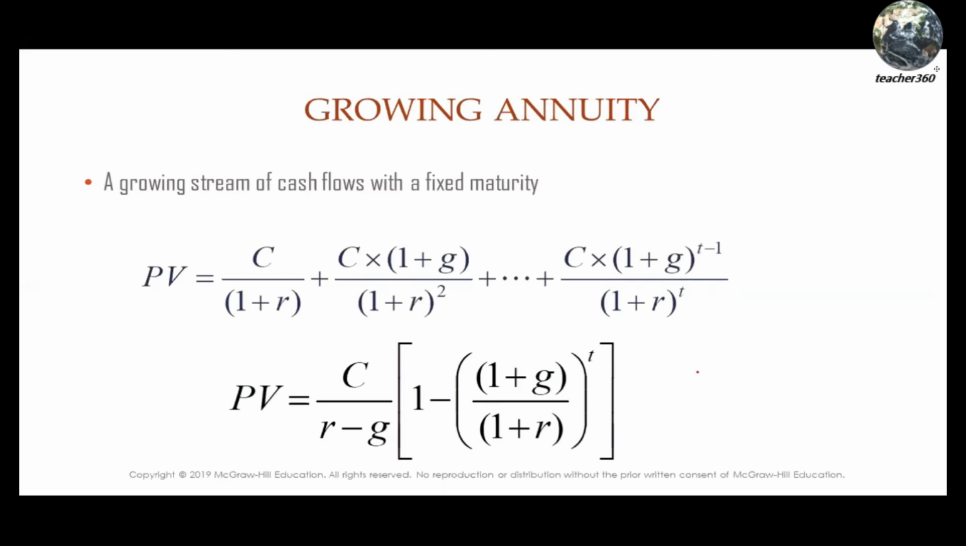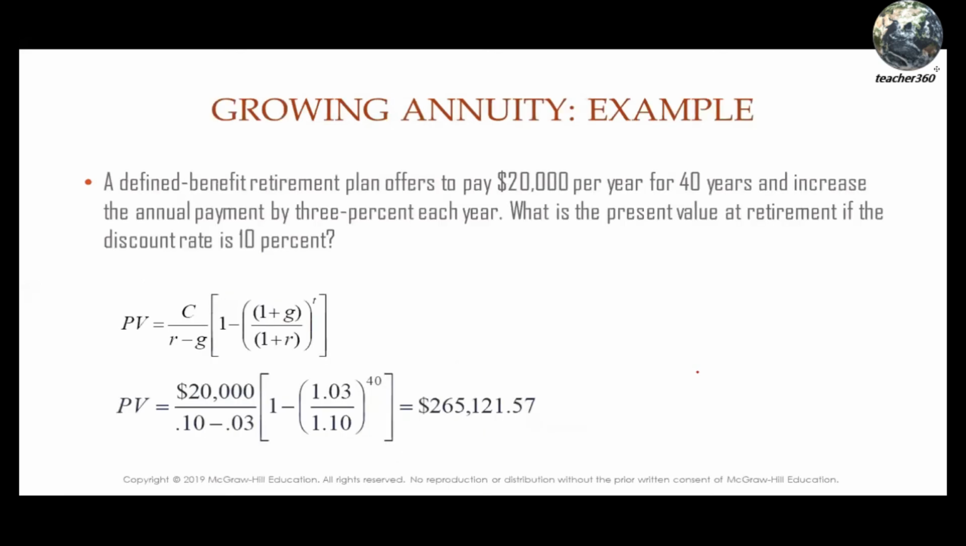Here you can see the formula for growing annuity. This is an example for growing annuity. A defined benefit retirement plan offers to pay $20,000 per year for 40 years and increase the annual payment by 3% each year. What is the present value at retirement if the discount rate is 10%?